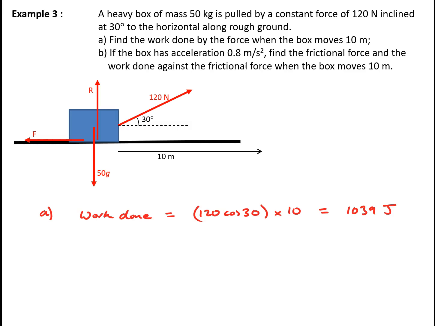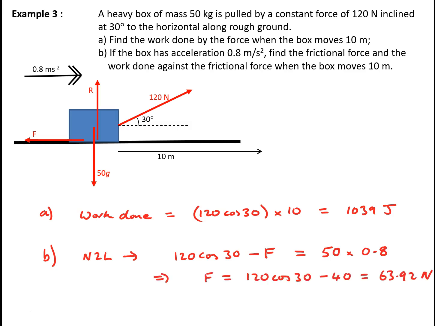To find the frictional force, we're going to need to use Newton's second law. We know we've got an acceleration of 0.8 meters per second squared. Applying Newton's second law horizontally, we've got 120 cos 30, which is the component of the 120 newtons horizontally, minus F, must equal the mass times the acceleration, which is 50 times 0.8. So F is 120 cos 30, take away 40, which gives us 63.92 newtons.